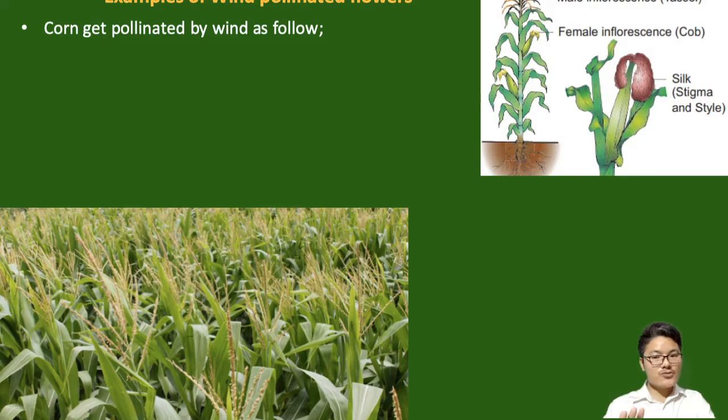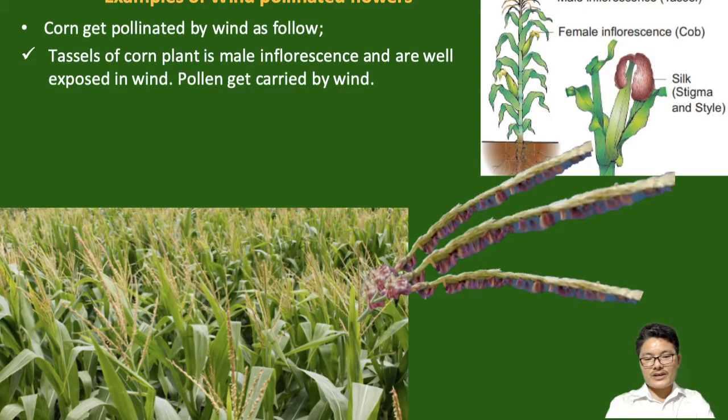So we have two flowers in corn plant, male flower which is represented by tassel. As you can see in this image, tassels are a male flower and it possesses stamen, and usually tassels are well exposed so that they can release the pollen grain, and pollen grain can be carried by wind easily.